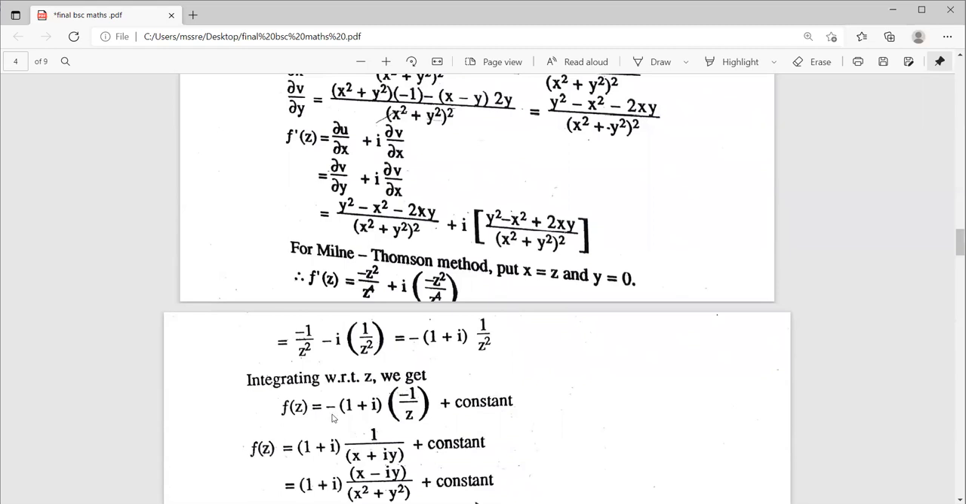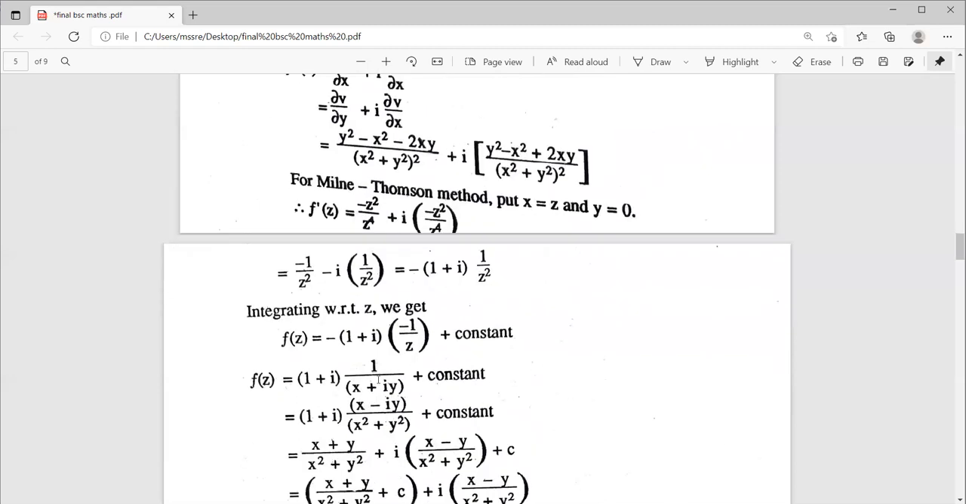So f of z equals minus of 1 plus i, constant as it is. Integration of 1 by z square, we actually write it as z raised to minus 2 and integrate. Z raised to minus 2 integrate, z raised to minus 2 plus 1 divided by minus 2 plus 1, that is minus 1 by z. Remember, integration of 1 by z square, how to integrate? Write z raised to minus 2, then z raised to minus 2 plus 1 divided by minus 2 plus 1, you will get minus 1 by z plus constant.